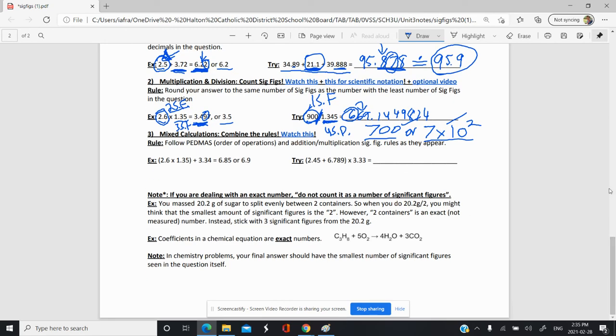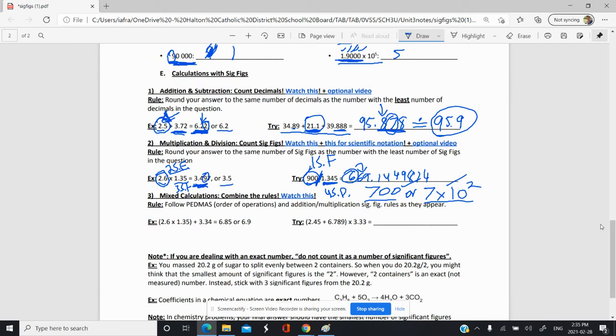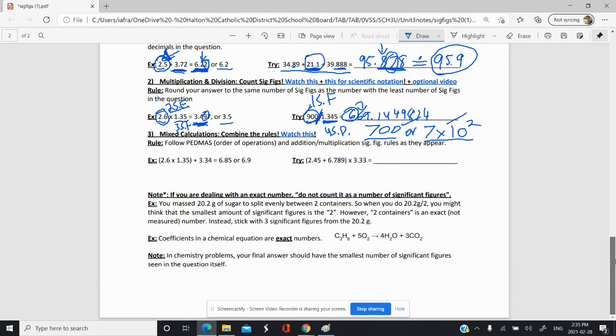Now, those were individual calculations. So for example, we just saw what if you have addition or subtraction and that's it, or what if you have multiplication or division and that's it? But sometimes you might have a combination of addition, subtraction, multiplication, and division together. So what do you do? Well, you follow PEDMAS or BEDMAS, right? Your parentheses, exponents, division, multiplication, addition, subtraction, order of operations. And then you make sure you follow your addition and multiplication rules as they apply.